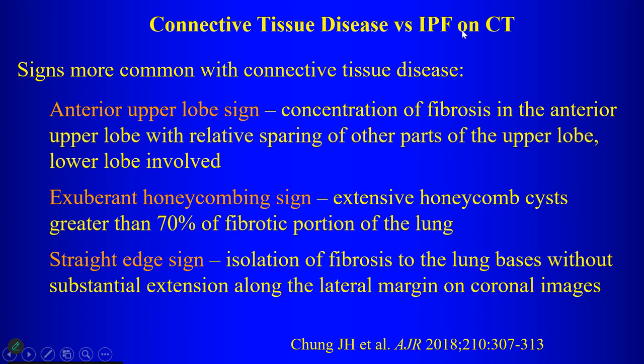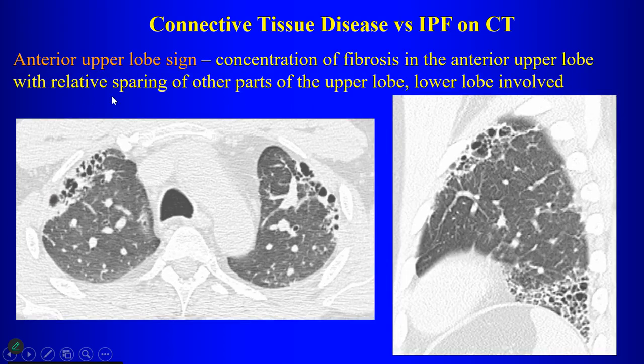There have been some proposals. How can you differentiate fibrosis of connective tissue disease from IPF on CT? There have been these signs that have been described: the anterior upper lobe sign, exuberant honeycombing sign, straight edge sign. So I've given you the definition of these.